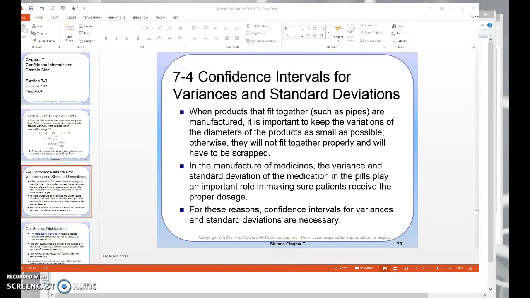You'll notice with both situations, we want to make sure that the values we're getting fall within a certain range. Otherwise, it won't work. For example, with the pipes, it won't fit into where it needs to go. Or with the medicine, you'd be under-medicated or over-medicated. Two very bad situations could happen there. That's why we need to know those intervals and to know how confident you are that you have the right values.